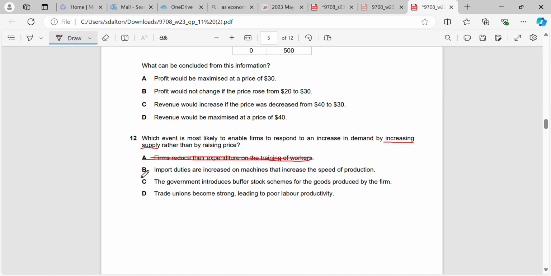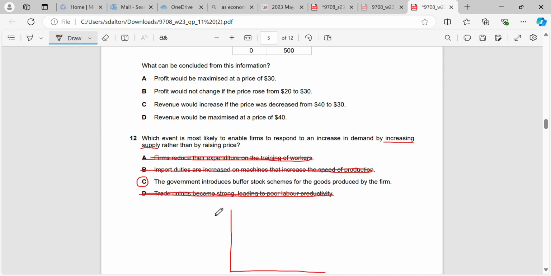If import duties are increased on machines that increase the speed of production, therefore would help us to become more productive, that is also in no circumstances going to help us increase our supply. And if trade unions become strong, leading to poor labour productivity, again, how is that possibly going to affect us by increasing our supply? It's not. So buffer stock schemes would be the option here because they will directly address the supply levels.